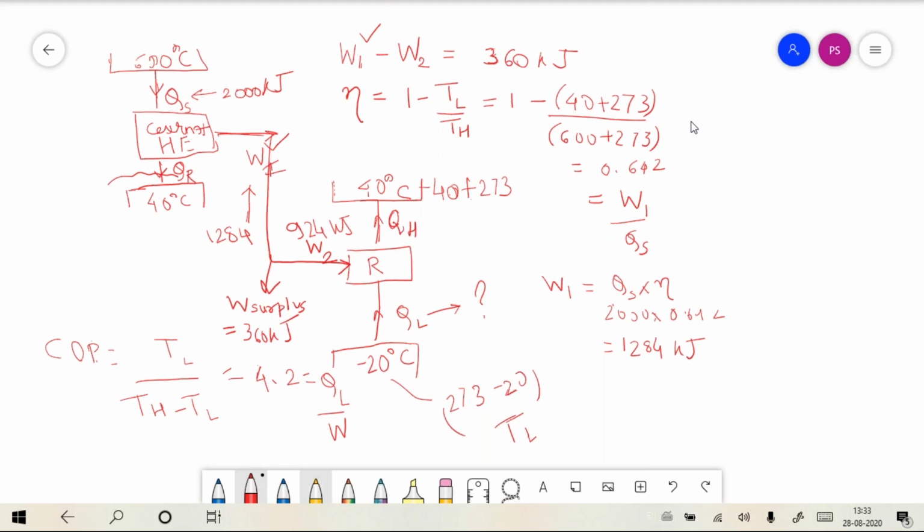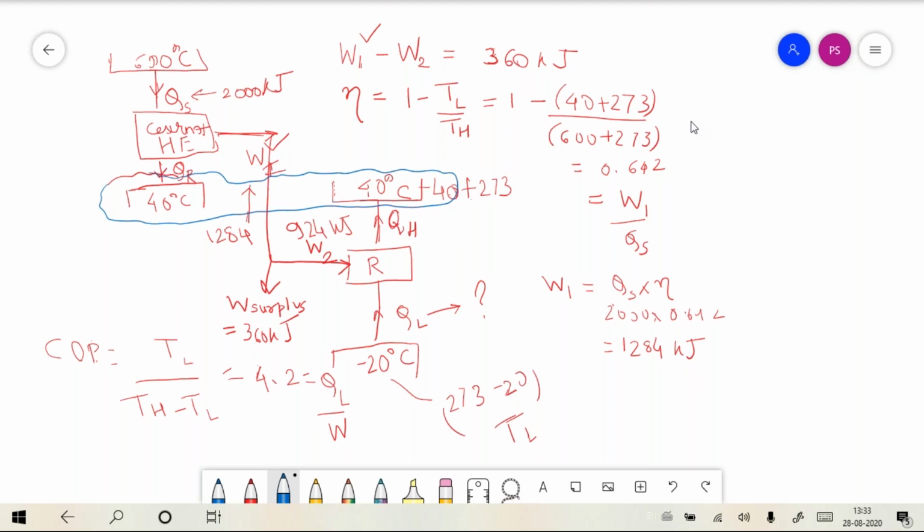Let me use a blue pen here. Okay, so look at this way. This is a single reservoir. So now one question, and the final question, is you need to calculate how much is the total heat rejected to this reservoir, which is at 40 degrees centigrade.